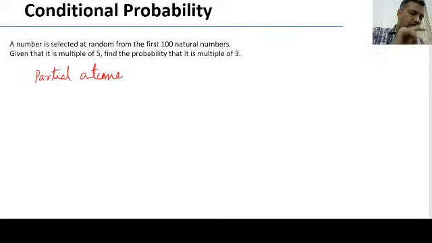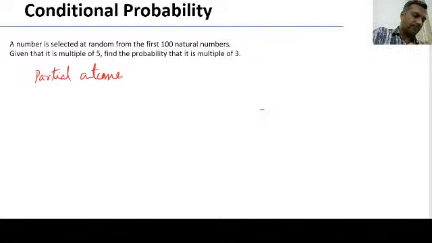Now look at this. If I just ask you this question, find the probability that the given number is a multiple of 3, out of 100 natural numbers, your answer is different. But now look at this.